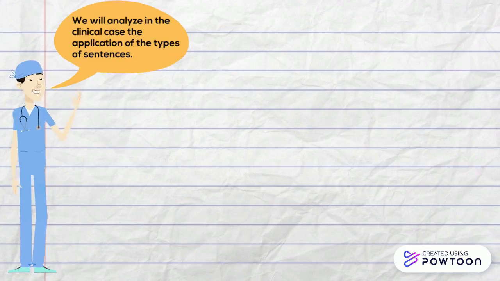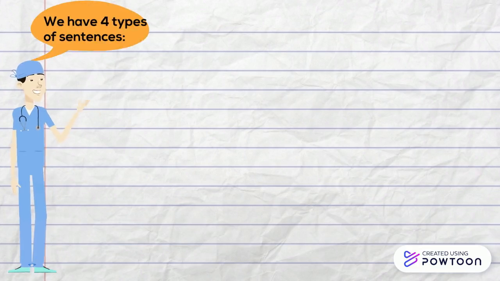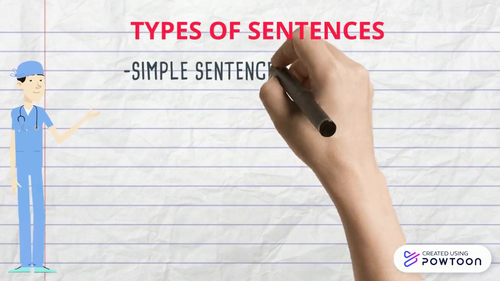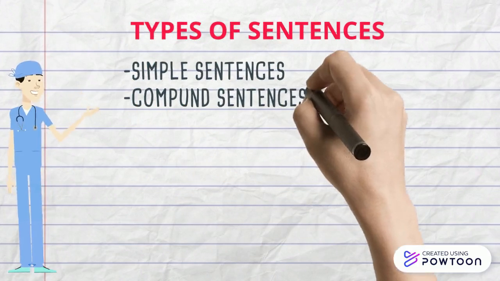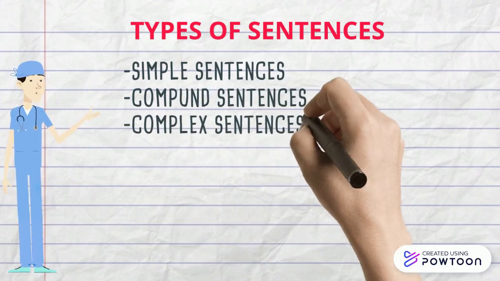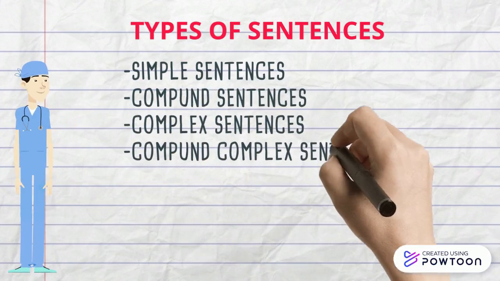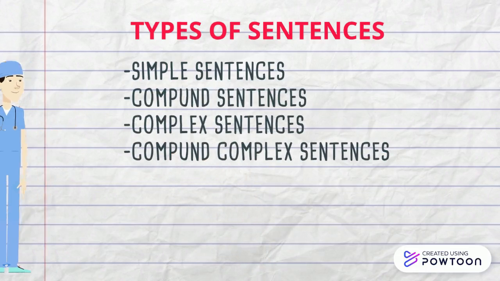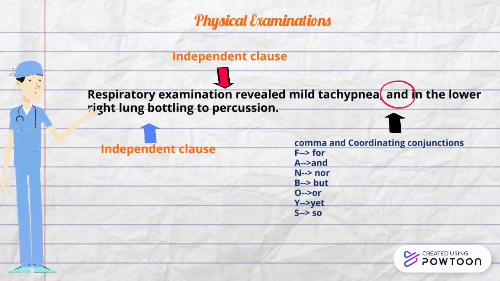We will analyze the application of the types of sentences in the clinical case. We have 4 types of sentences: simple sentences, compound sentences, complex sentences, and compound-complex sentences. Let's look at the following example.